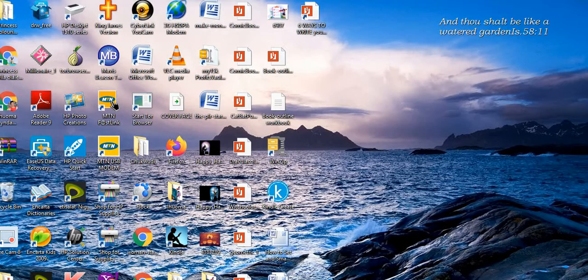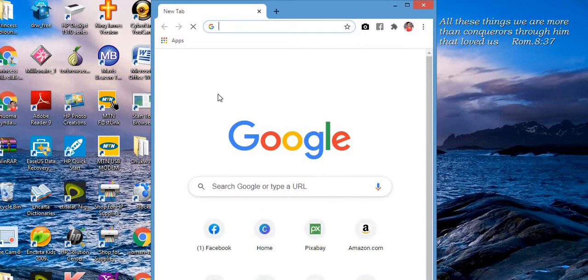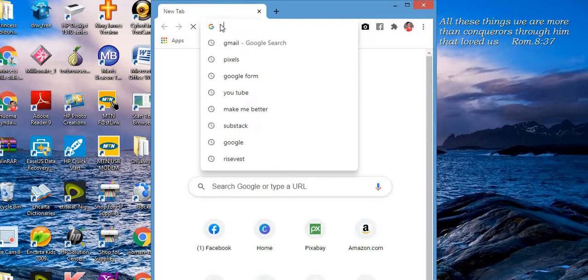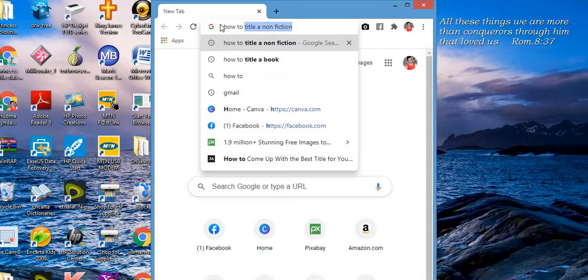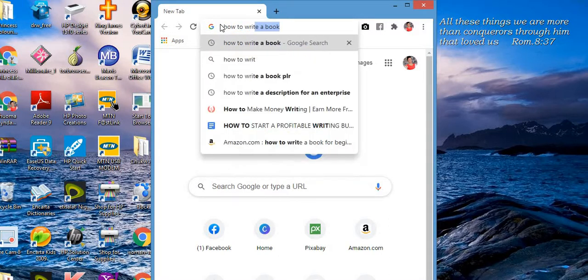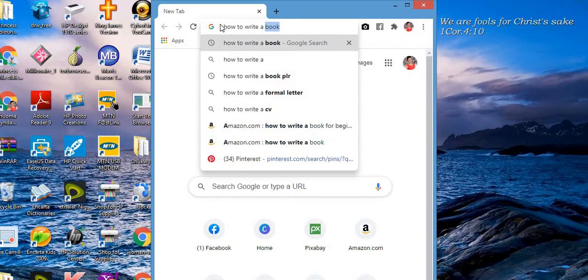Okay, so the next formula that you are going to use to do this is the normal Google search bar that we use. Whichever device you're using, whether it's your smartphone or your laptop, use any of your browsers, like Chrome, and click on the search bar. You type in how to write a book.